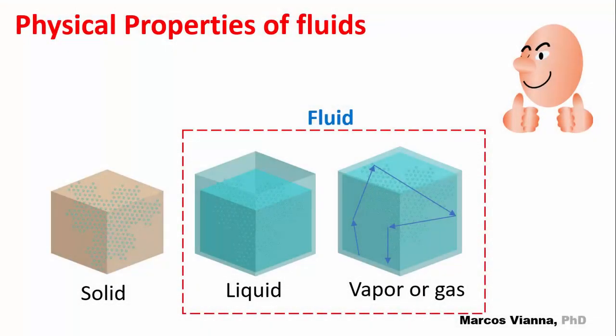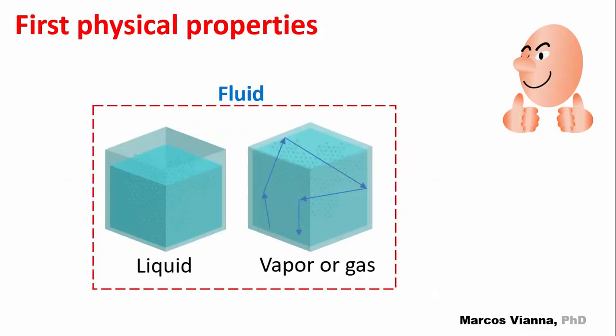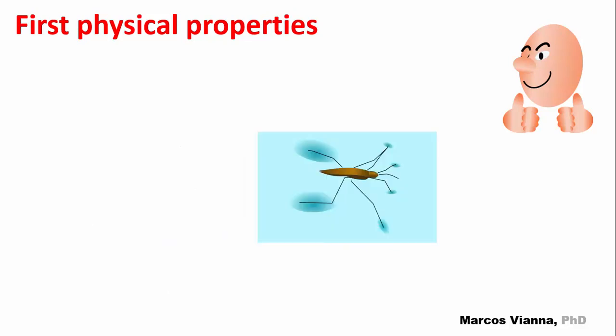In a previous video, we commented that solids and fluids are very different because of the mobility of their particles. We started to look at the physical properties of the fluids. Then we talked about density and other related properties and about the specific heat. Today we'll talk about two other properties, surface tension and viscosity. Let's start with the surface tension.